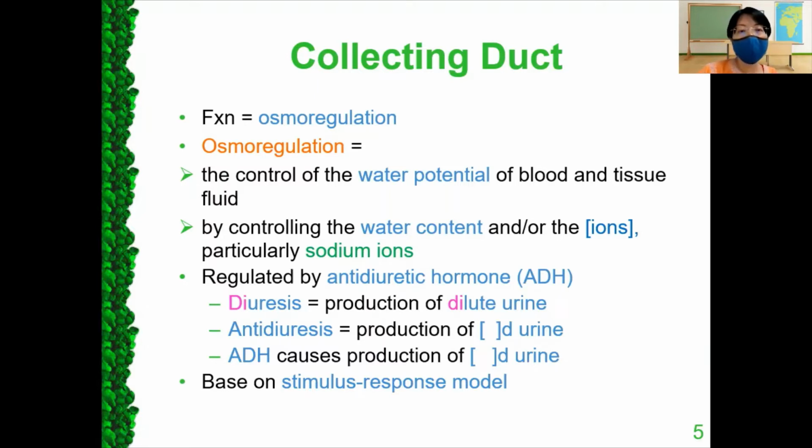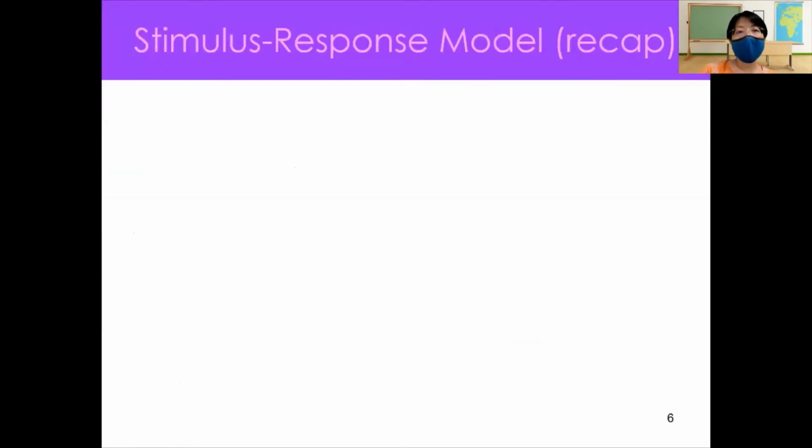So whenever you want to study and explain a homeostasis process, in this case osmoregulation, it's best to use the stimulus response model as the base for you to write your answer. Then you have got a lot of points to write. So it's a guideline for you. Since this is the base for osmoregulation, we're going to look at the stimulus response model again.